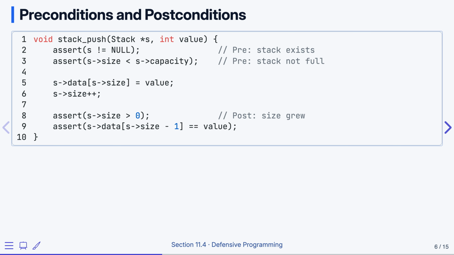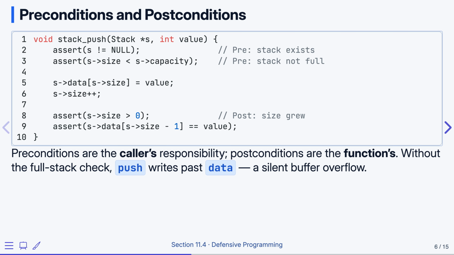Assertions are most valuable when they express a contract between a function and its callers. Look at stack push. It has two preconditions. The stack must not be null and the stack must not be full. Then it does the work. Then two postconditions. The size grew and the top element is the value we just pushed. Preconditions are the caller's responsibility. Postconditions are the function's. Without the full stack check, push would write past the end of the data array, a silent buffer overflow that corrupts memory and crashes much later.